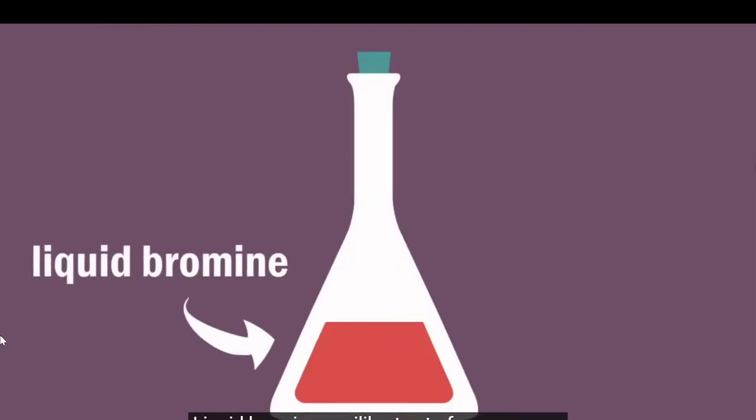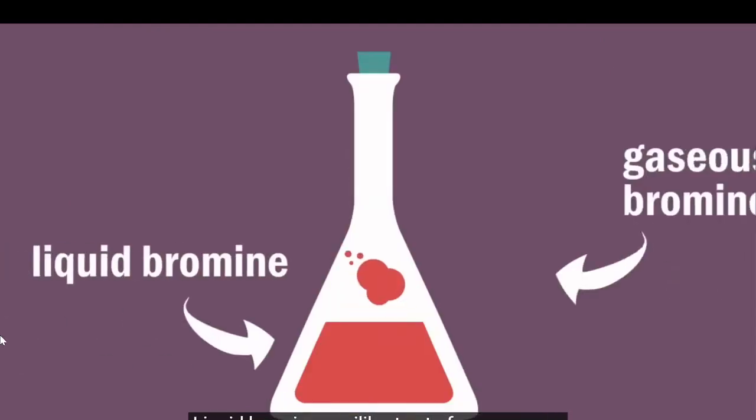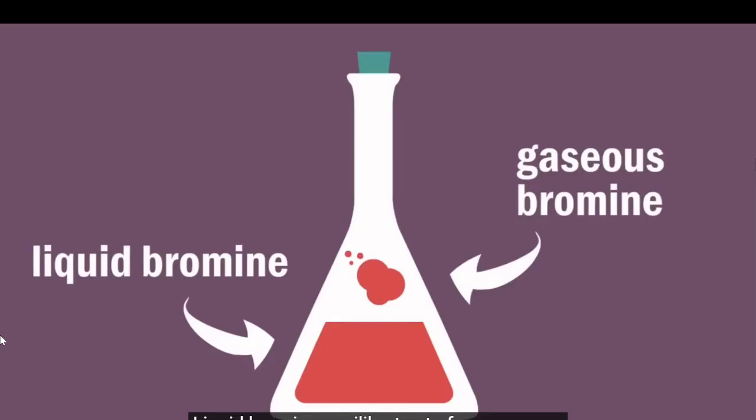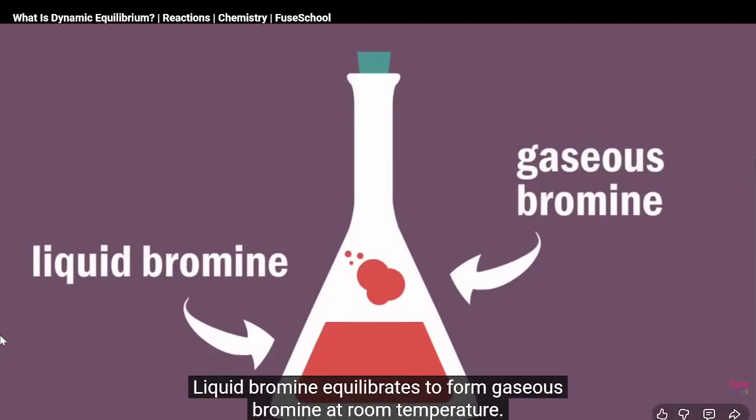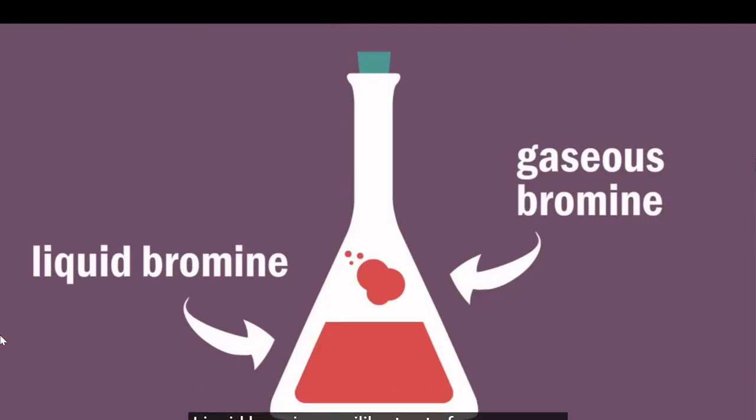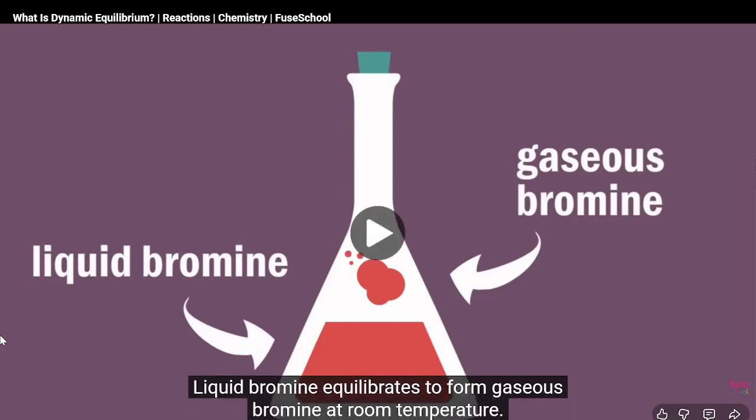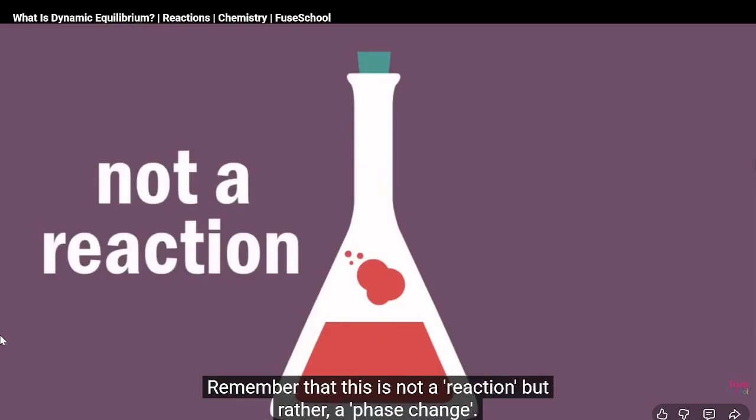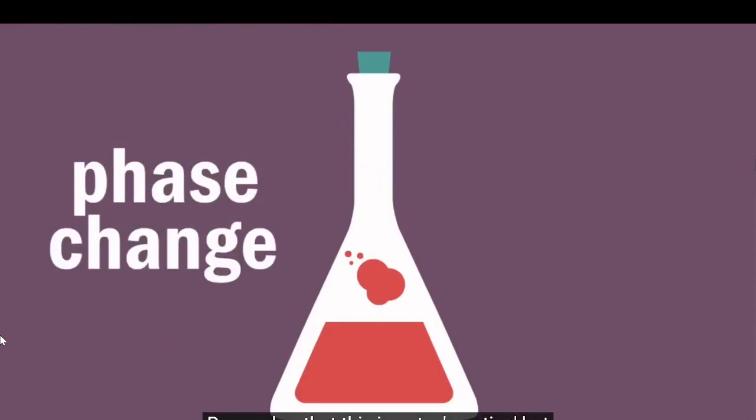Liquid bromine equilibrates to form gaseous bromine at room temperature. There's a word for you, equilibrates. If you don't like that word, you could also say forms an equilibrium with gaseous bromine. So remember that this is not a reaction, but rather a phase change.